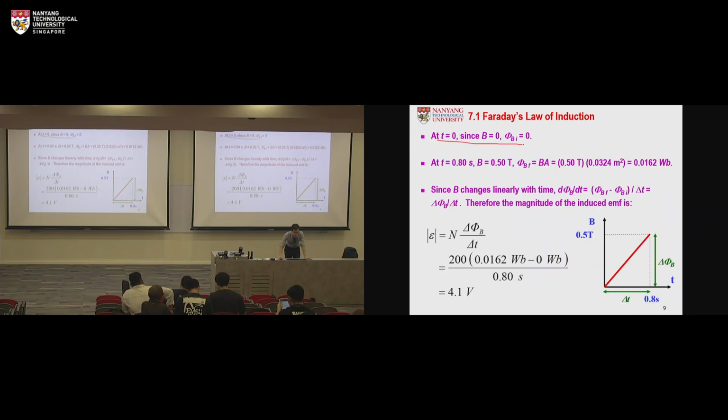So initial flux and the final magnetic flux, and then the change of the magnetic flux, and also the time variation. And finally, times this factor N will give you the total induced EMF. So it's going to be a voltage. Right.